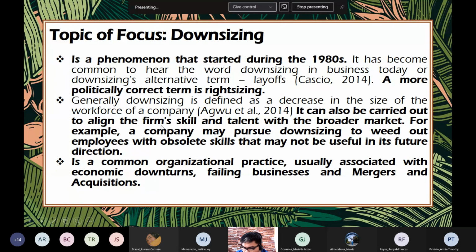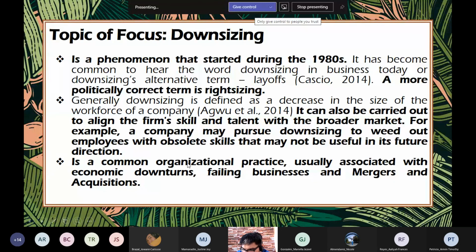It can also be carried out to align the firm's skill and talent with the broader market. A good example is that a company may pursue downsizing to weed out employees with obsolete skills that may not be useful in its future direction. Now, this is a problem for now. Lalo na yung mga accountants, in the future, some say the accounting profession will become obsolete. I don't think so. Hindi mawawala ang accountant sa practice. Hindi kayo ma-overtake ng IT. Though, it will be good to learn more skills and not just to rely on your bread and butter.